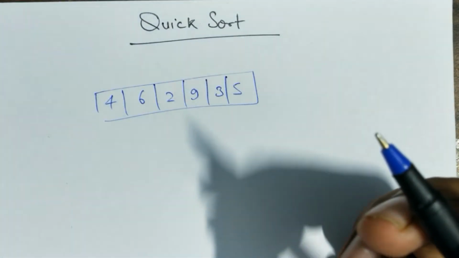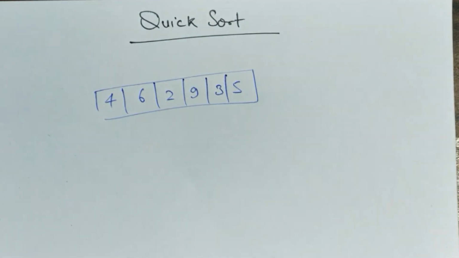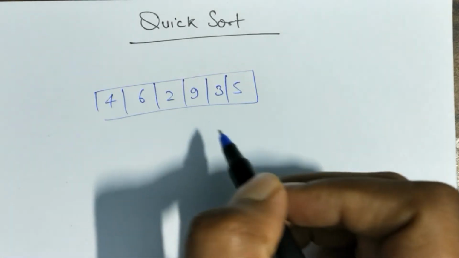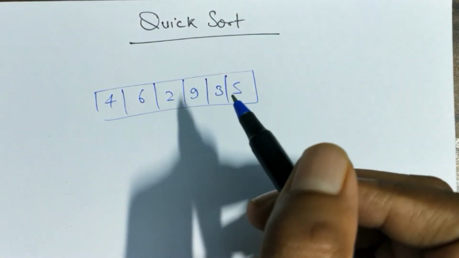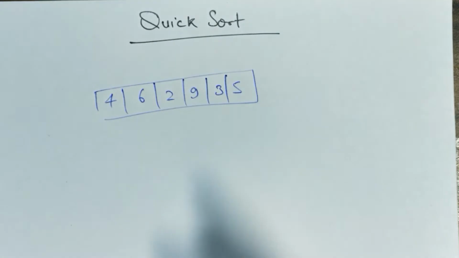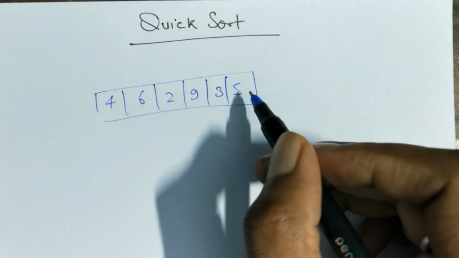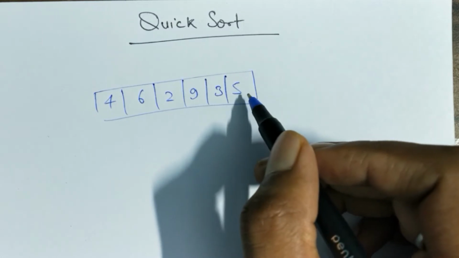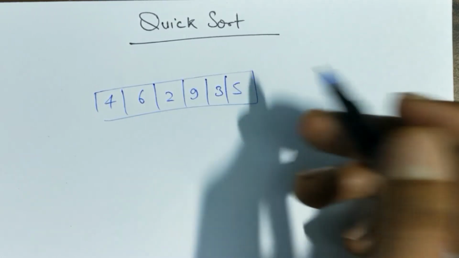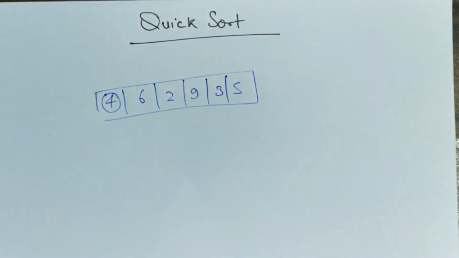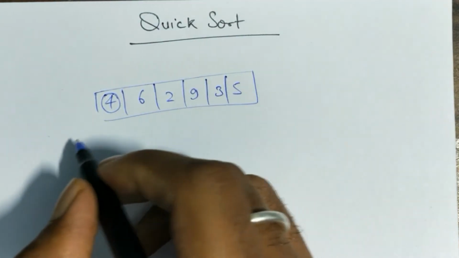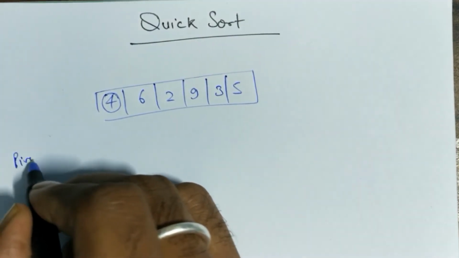There are several ways of selecting the pivot element. We can randomly select any element as a pivot element, or we can select the first element as pivot element, or we can select the last element of the array as pivot element. Here we are going to select the first element as a pivot element. So we have selected 4 as a pivot element.